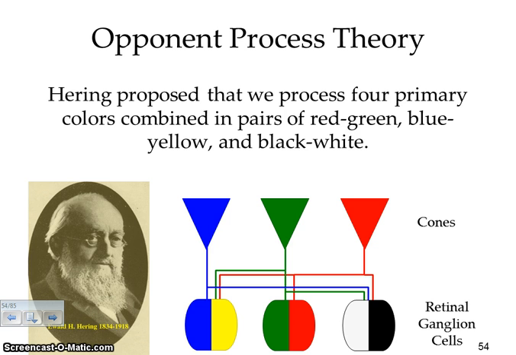There you go. So opponent process theory: Hering proposed that we process 4 primary colors combined in pairs of red-green, blue-yellow, and black and white. So here it is. You've got blue, yellow, red, green, and then you have black and white.